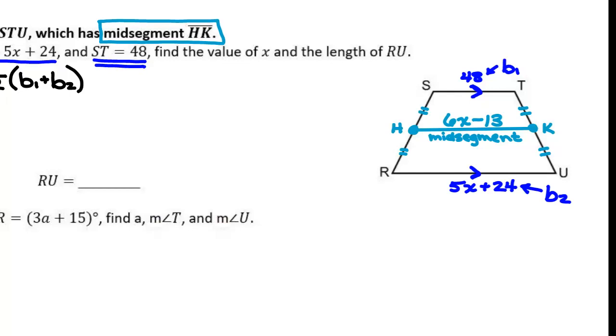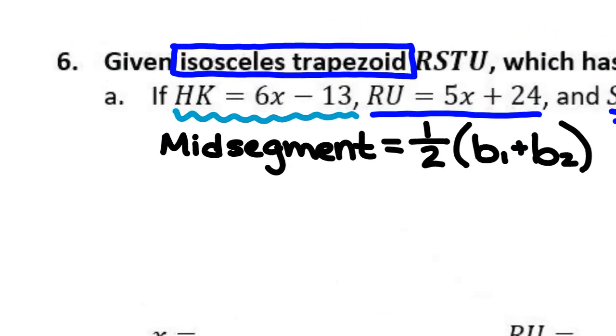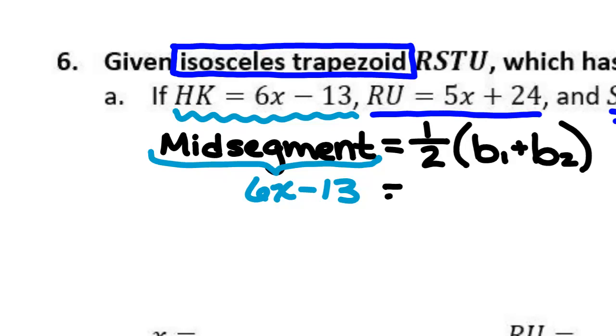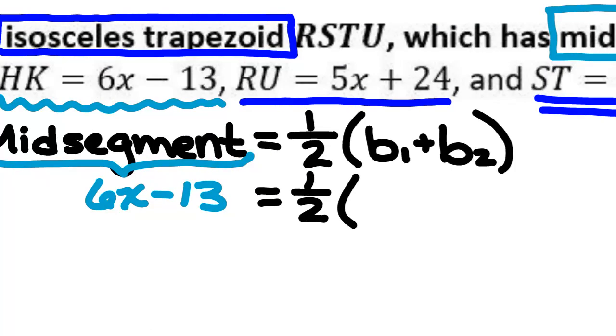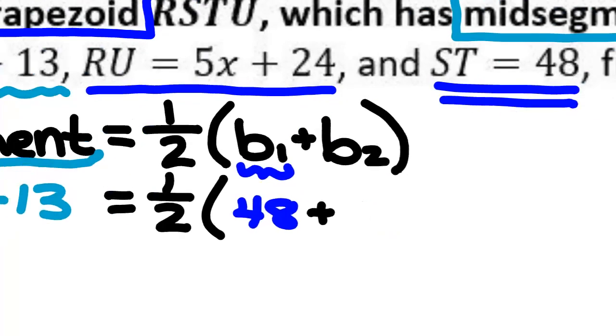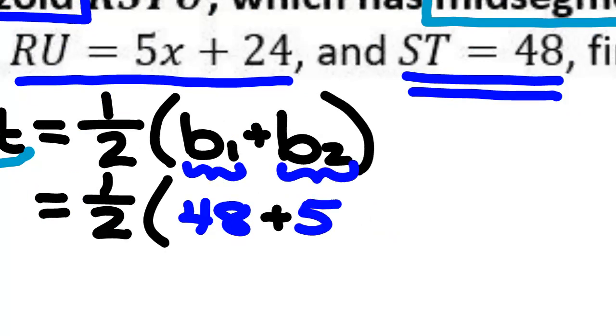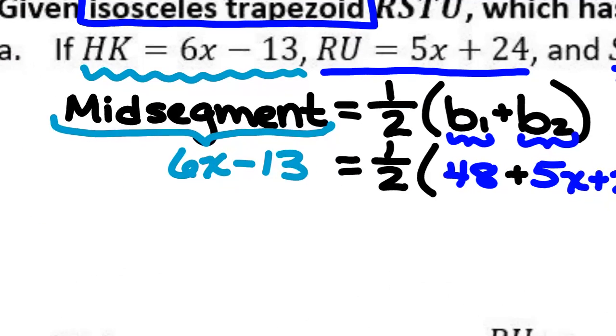So now I'm going to substitute in place of the word midsegment. I can replace that with what? Minus 13, yes. Right, and that is equal to 1/2. And then I need to replace the B1 with what? 48. Yes, plus 5x plus 24. All right, now I have an equation that I can use to find x.